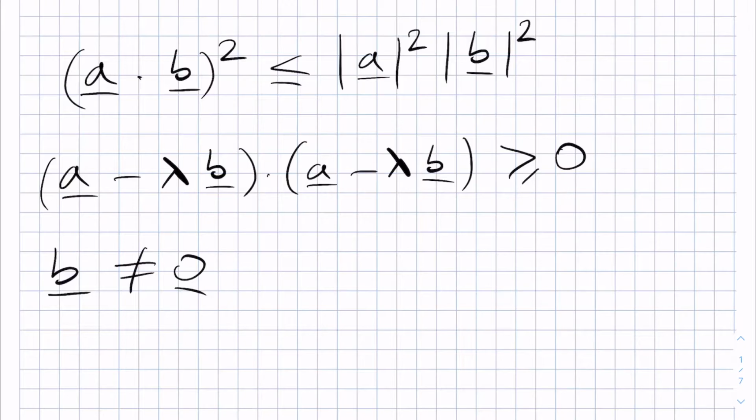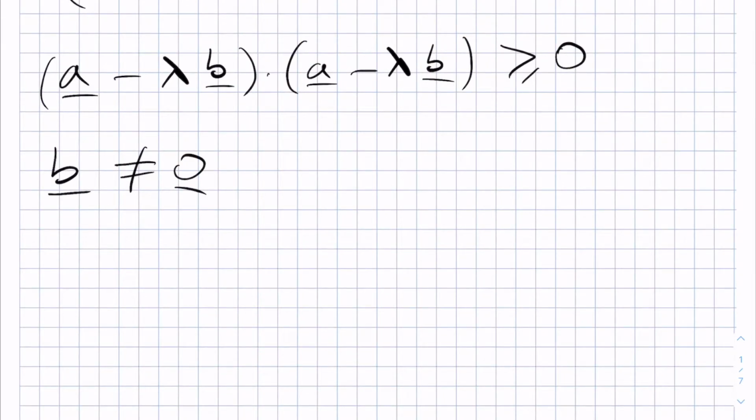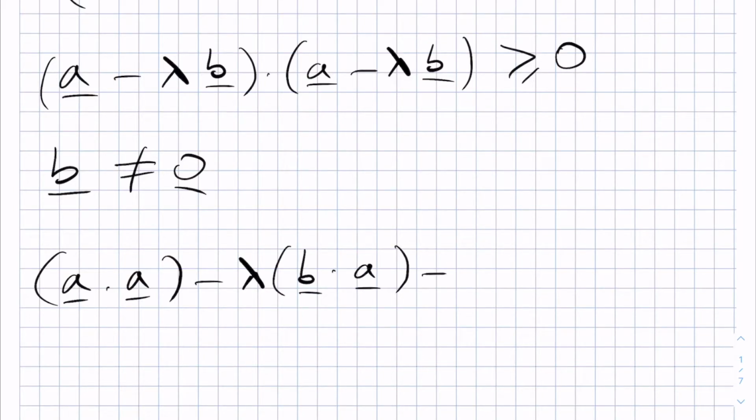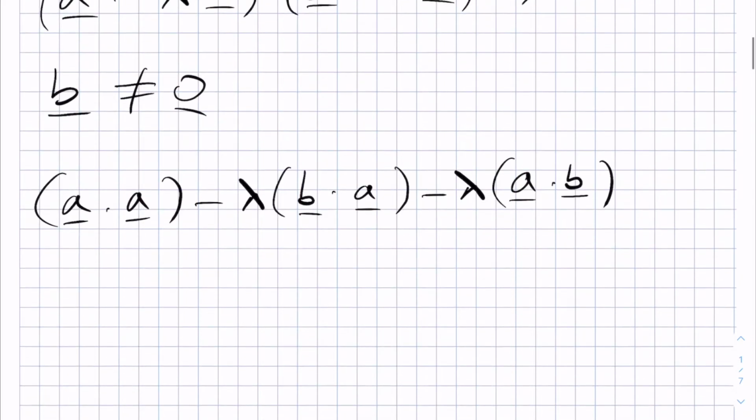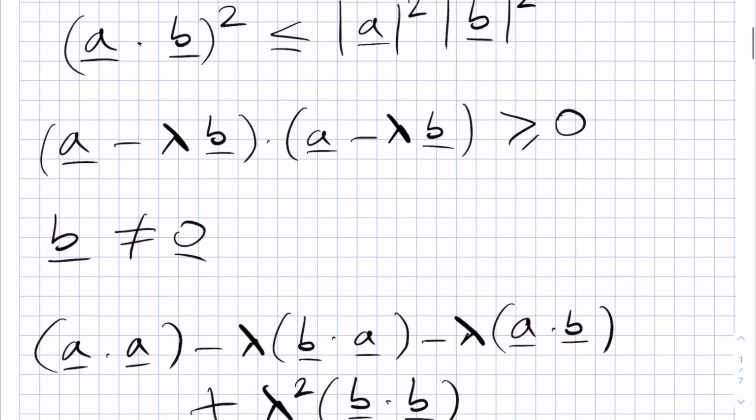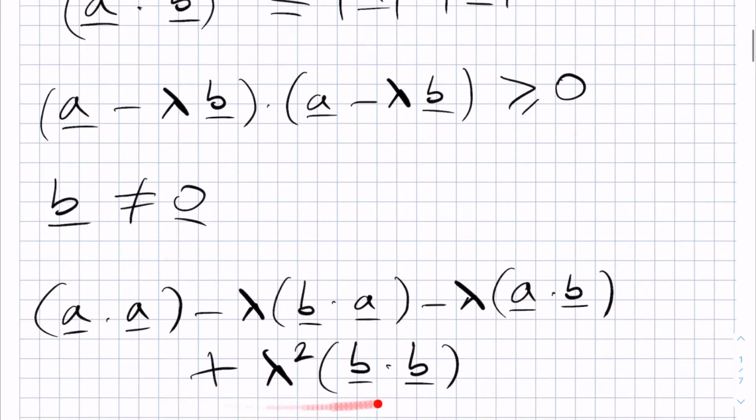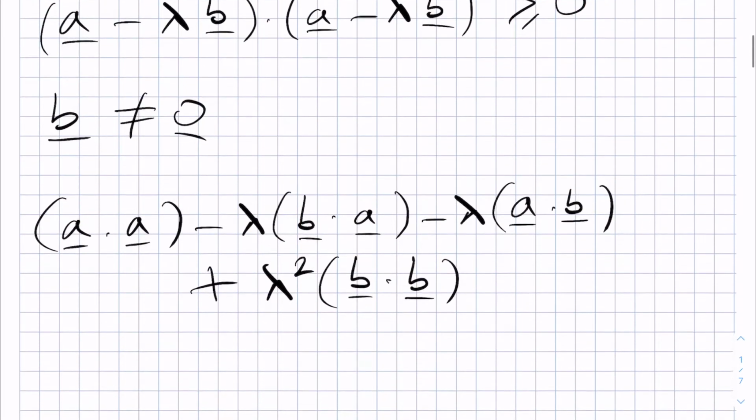Next, we expand this out over the dot product that we have in the middle. This gives us a dot a, minus lambda b dot a, minus lambda again with an a dot b, and then plus lambda squared times b dot b. And this whole expression is greater than or equal to 0.